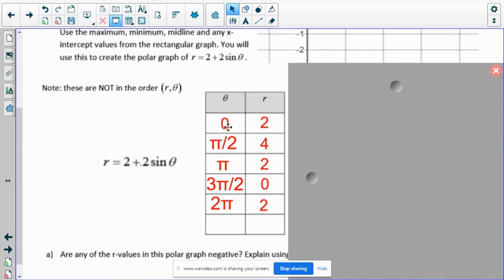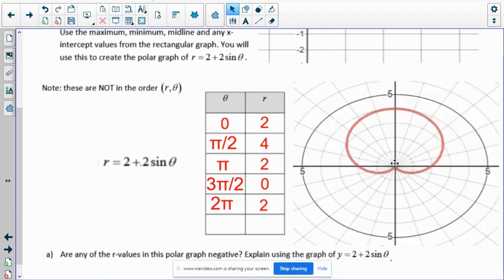So in the 0 direction, I should go out to a radius of 2. In the pi halves direction, I should go up 4. In the pi direction, I should go over 2. And in the 3 pi halves direction, I should go to 0, and it's back at 2 at 2 pi. So it follows here, then up here, then here, then here. And if you'll notice, this looks similar to a heart, which is why these are called cardioids.